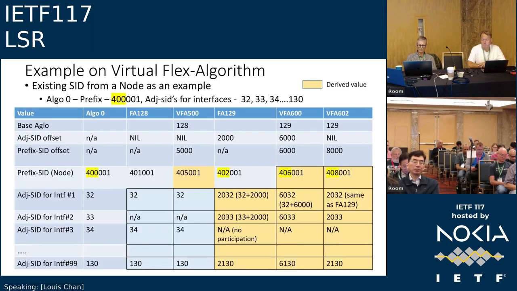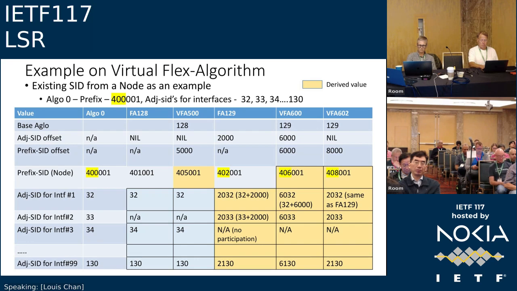So the next slide, I think last time we presented this slide. Algo zero is advertised as the base. And then flex algo 128 is advertised as normal. And now we have a 500, whose base algo is 128. It only advertises the prefix offsets, but it didn't advertise adjacency offsets. Then what will the adjacency be using? It will be based on flex algo 128, which is actually based on algo zero. So you can see 32, 34, 130, all these things are based on the algo zero set.